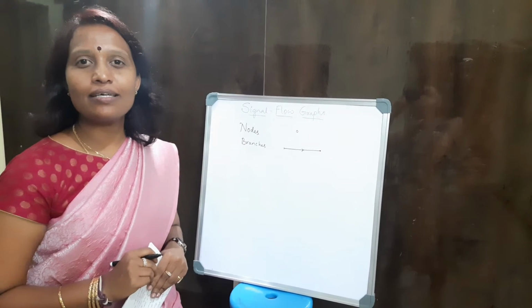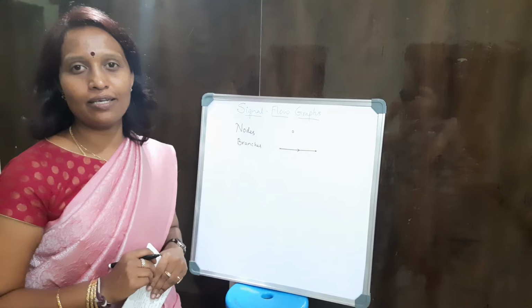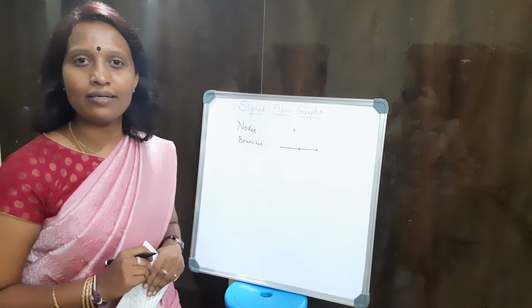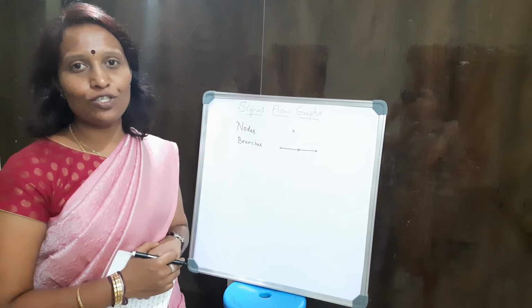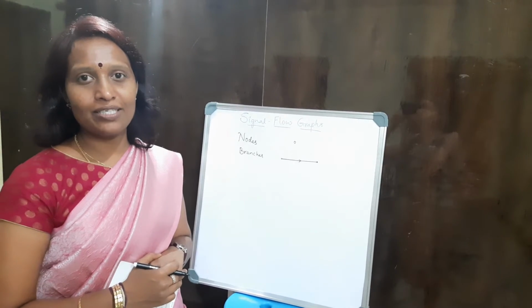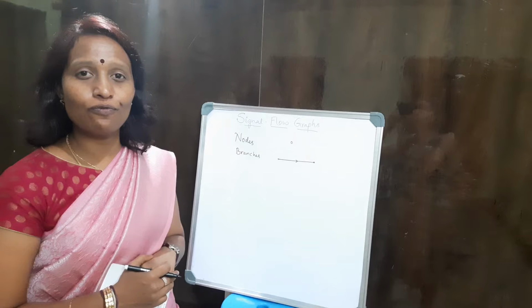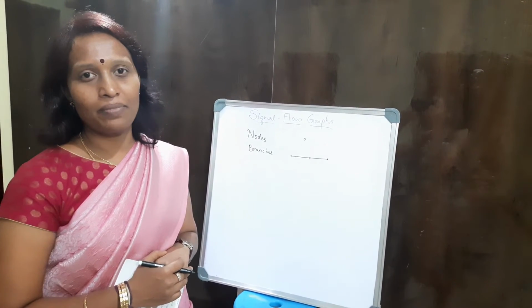Today we shall discuss another method to find the transfer function, that is the signal flow graph method. Earlier we have discussed two methods. One is using differential equations to find the transfer function, and the other one is the block diagram reduction technique. Now this is the third method, which is also used to find the transfer function. It is also called the graphical method.